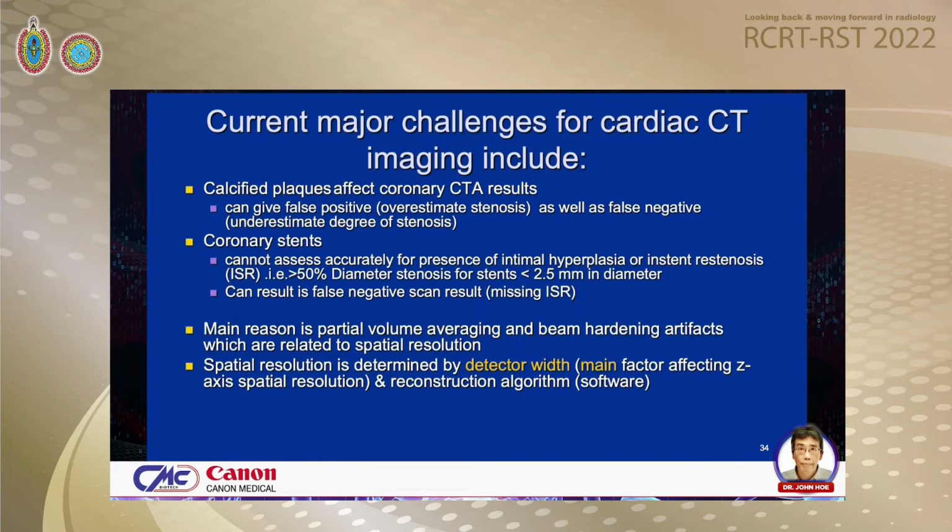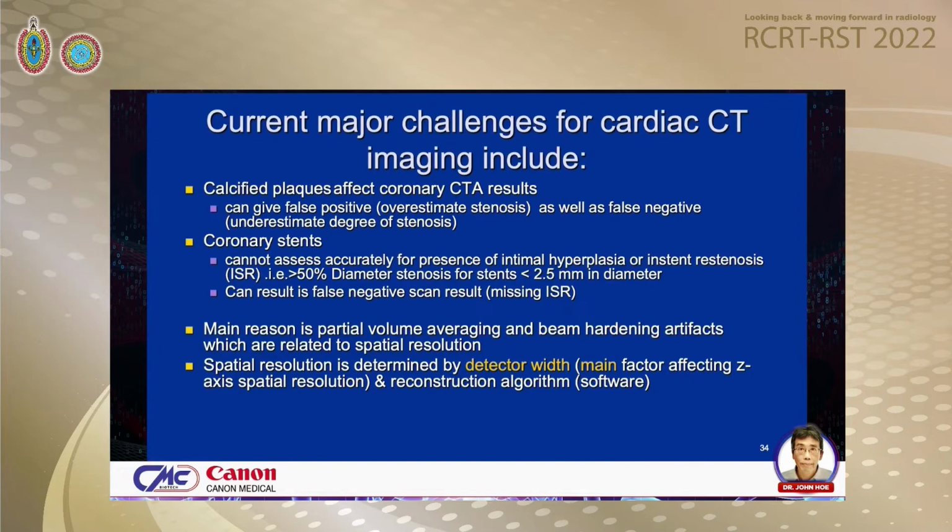Coronary stents, often we have difficulty to assess accurately for presence of intimal hyperplasia or in-stent restenosis. In-stent restenosis means narrowing of the lumen of more than 50%. This is especially for stents with diameters of less than 2.5 mm. And with coronary stents, you can get a false negative result. That means we can miss in-stent restenosis.